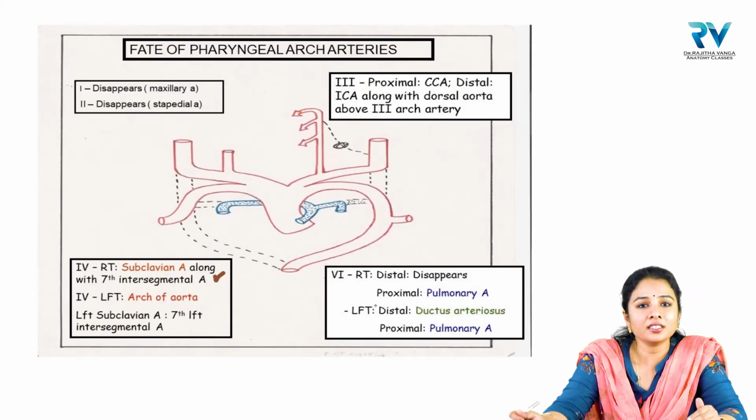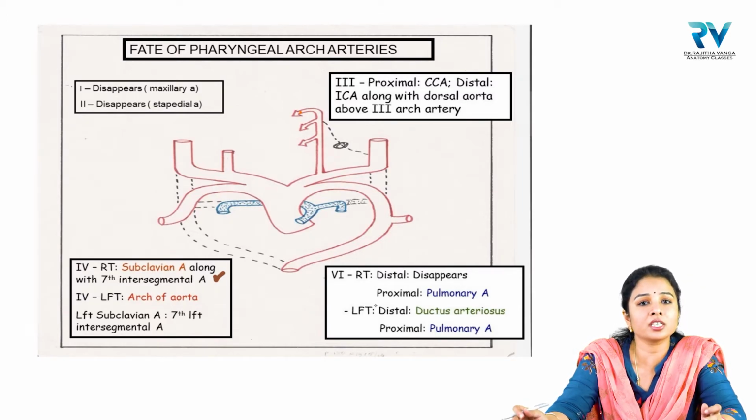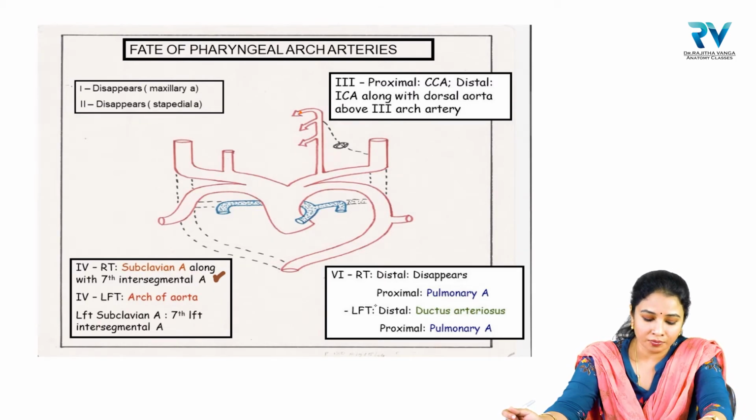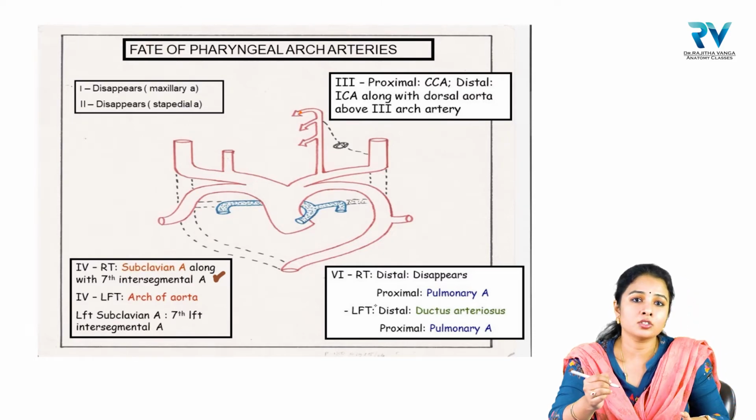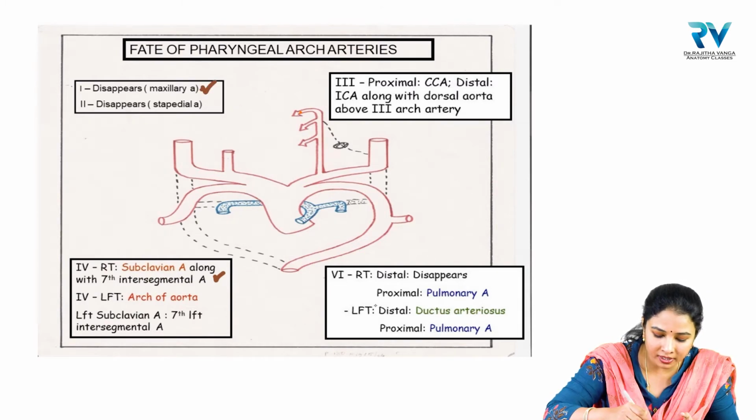So here is the last embryology chart, which is the fate of pharyngeal arch arteries, otherwise called aortic arch arteries. So there are 5 pairs of aortic arch arteries, because out of 6 aortic arch arteries, the 5th one will completely disappear and disintegrate. So for the remaining arch arteries, we are going to see their fate now. The first arch artery will form the maxillary artery. Most of it will disappear, only a little part of it will form the maxillary artery.